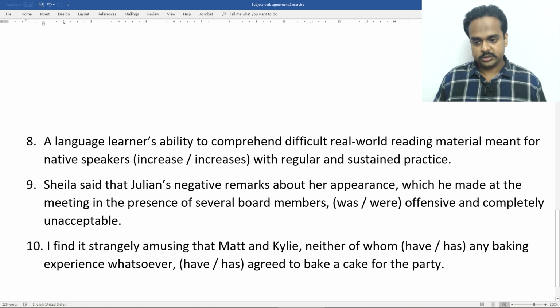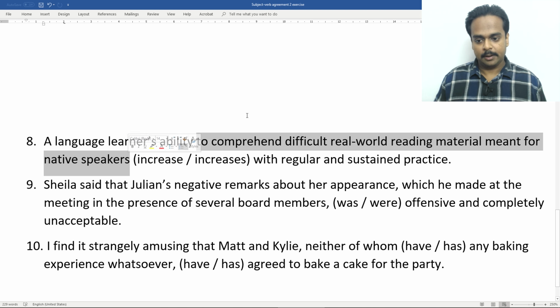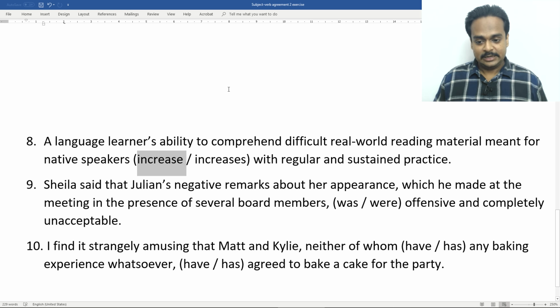So the phrase starts at to and it goes all the way up to native speakers. This whole phrase gives you information about ability, which is the subject of the sentence. This is a singular noun, so the right verb form is increases. Increases with regular and sustained practice. Sustained means you keep doing it.